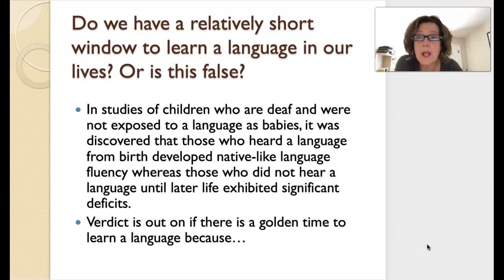Okay, let's look at this: do we have a relatively short window to learn a language in our lives, or is that false? These are things that are out there that we wonder, I wonder if that's true. So do we have a relatively short window to learn a language?